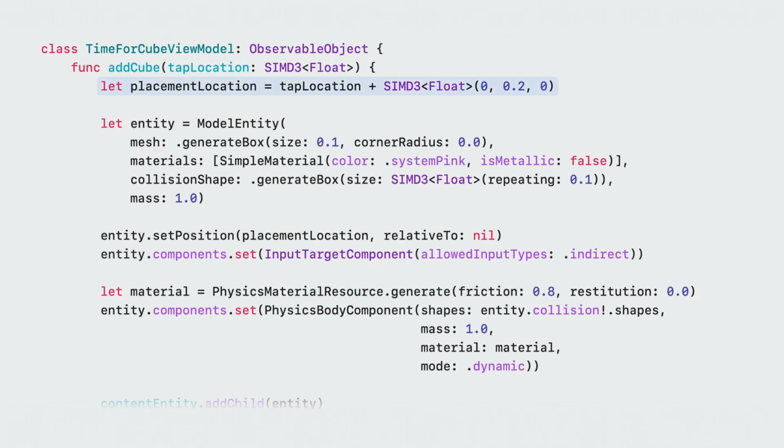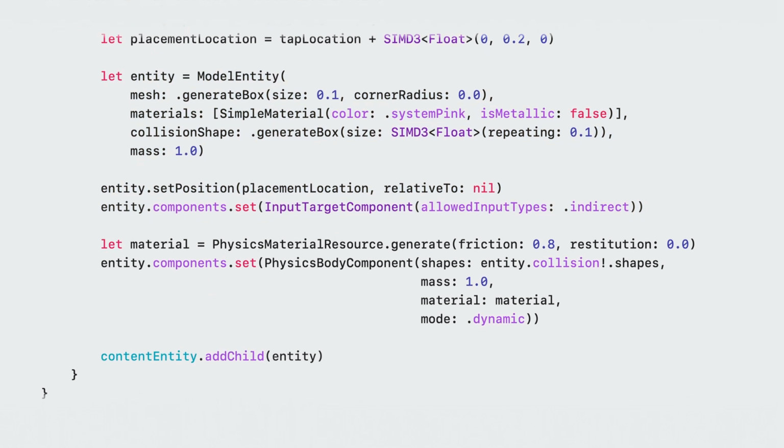To add a cube, we first calculate a placement location that's 20 centimeters above the tap location. We then create the cube and set its position to our calculated placement location. We add an input target component, which allows us to set which types of gestures our entity will respond to. For our use case, we'll allow only indirect input types for these cubes, as our fingertip colliders will provide direct interaction. We add a physics body component with custom parameters to make the physics interactions a bit nicer. Last, we add our cube to the content entity, which means it is finally time for cube.